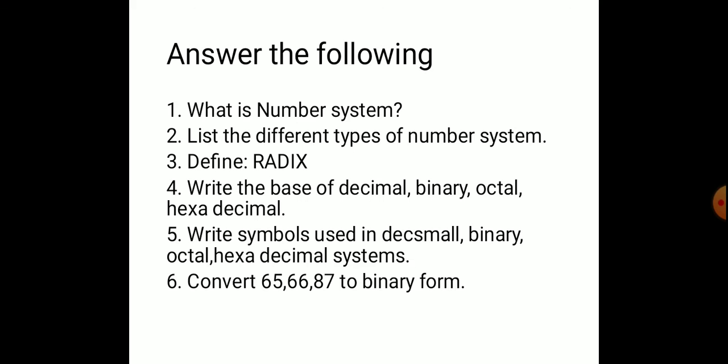Then the last one, convert these numbers to binary form, that is 65, 66 and 87. These homeworks are to be completed in the homework note. Those who have not bought the note, you can use a separate rough note for writing these homeworks.